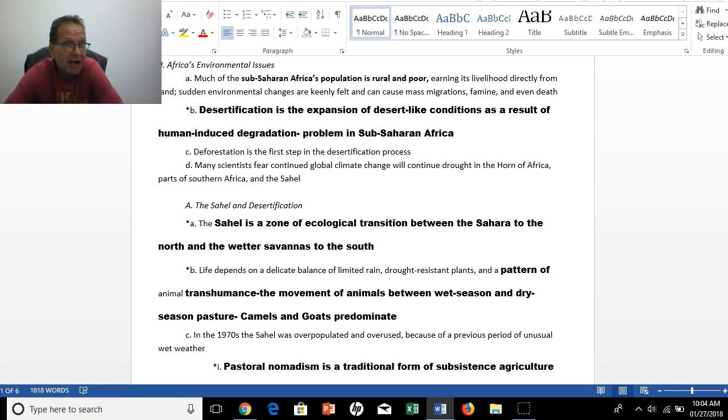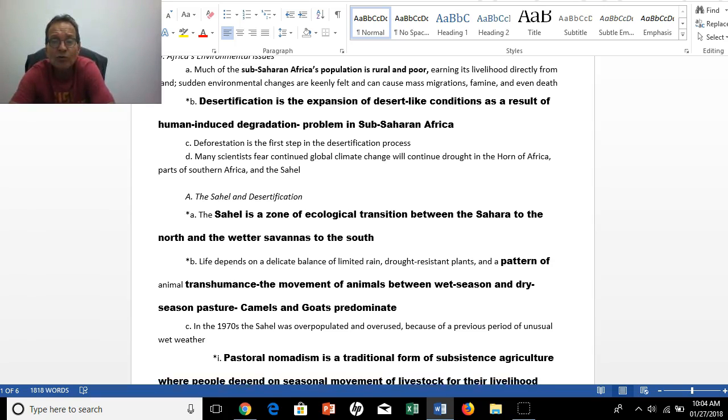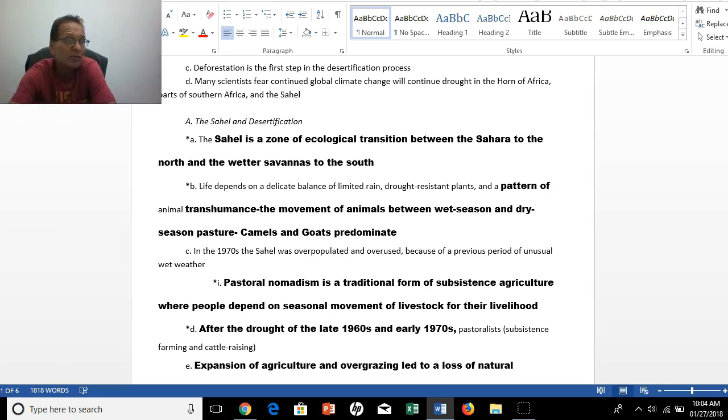which is a geography term that you should be familiar with. This is the movement of animals between wet season and dry season pasture lands. And camels and goats predominate in this particular type of movement. In the 1970s, there was a lot of rain, and the Sahel became overpopulated and overused because this was unusual, and they haven't had that wet weather really since.